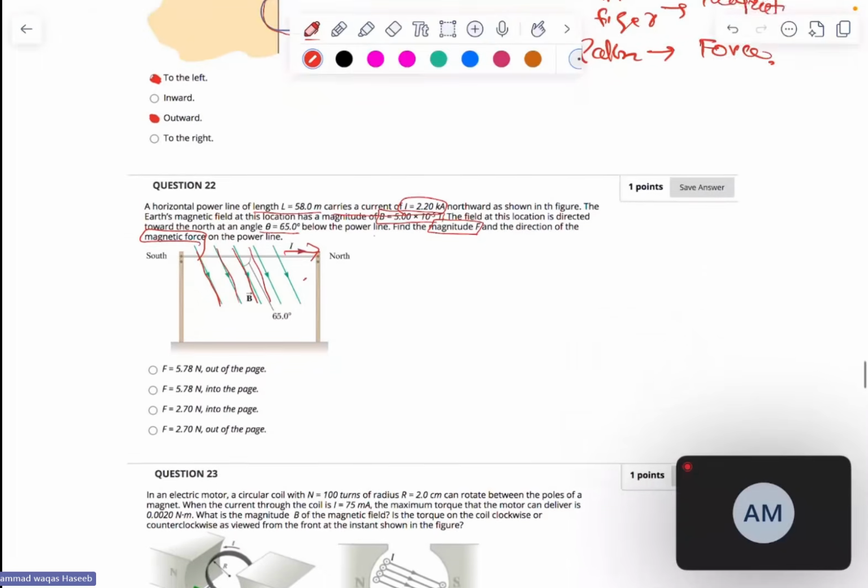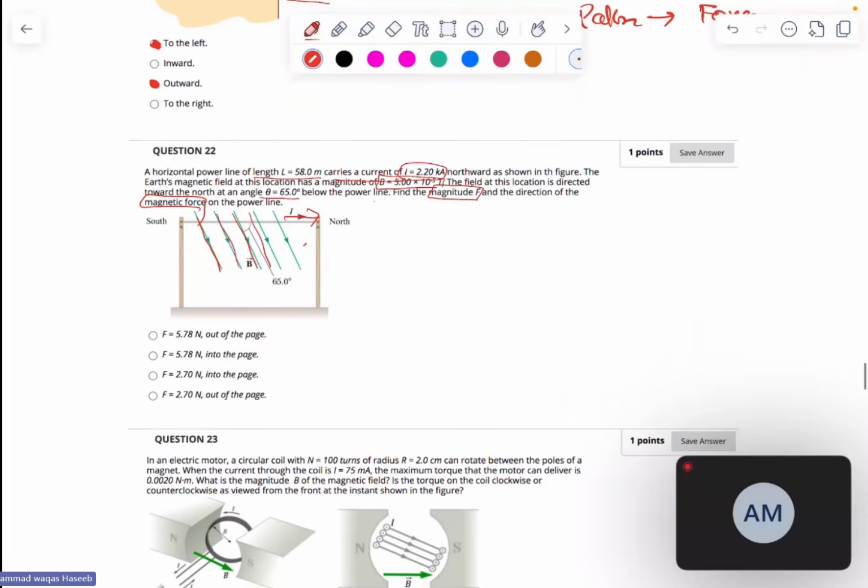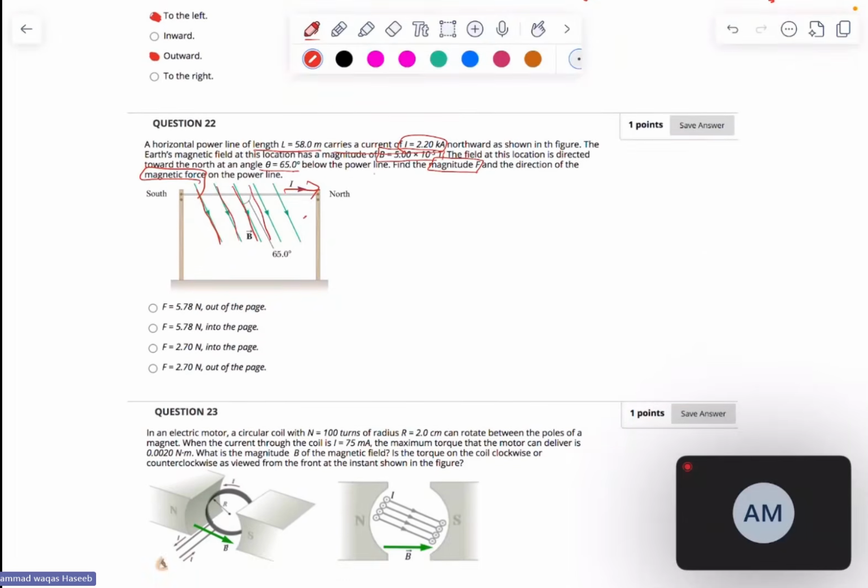Okay, so next, if we move to question 22, find the magnitude of the force. What is given? The length, the current, and the angle. So the force is nothing but I L B sine theta. When we substitute all the values given in this question, you will get 5.78 Newton.